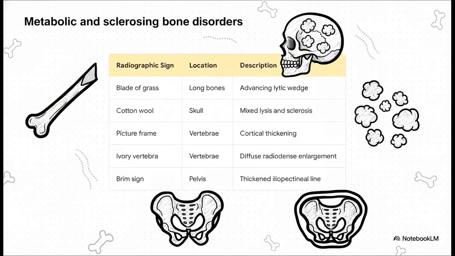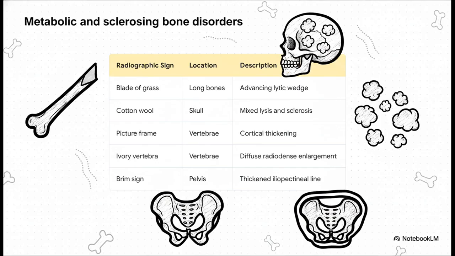Now, what's really interesting about this slide is how these physiological phases translate perfectly into the classic radiographic signs that clinicians use every single day to spot the disease. In the long bones, during that lytic phase we just talked about, that advancing wedge creates a blade of grass lesion. When you look at the skull, the mixed phase of lysis and sclerosis looks just like tufts of cotton wool. In the spine, cortical thickening around a sclerotic center gives you a picture frame vertebra, or if the whole thing is dense, an ivory vertebra.